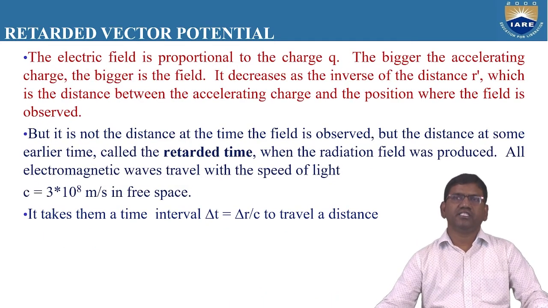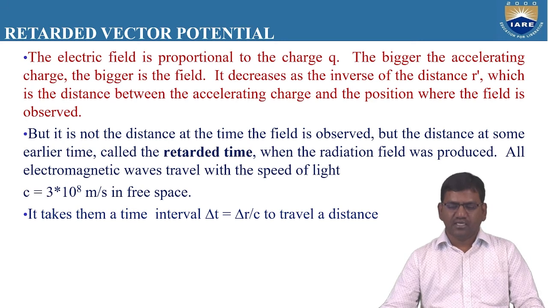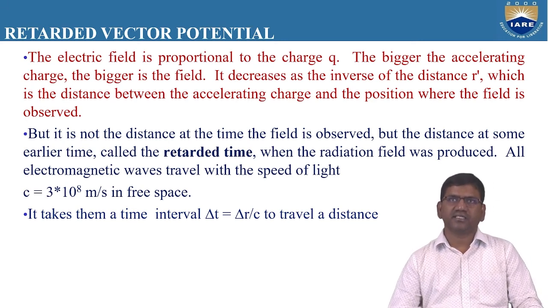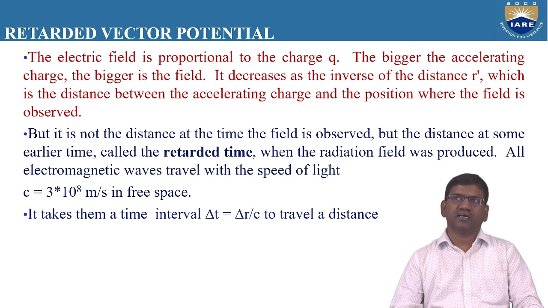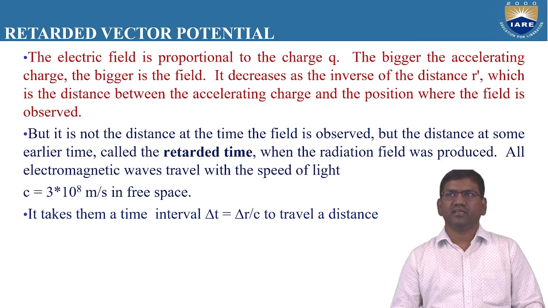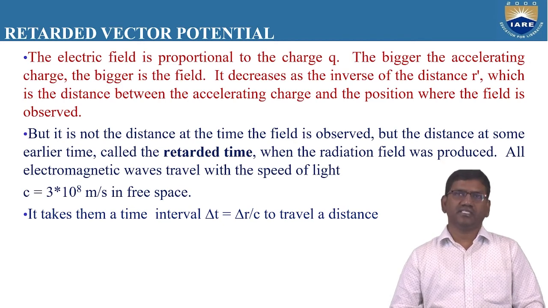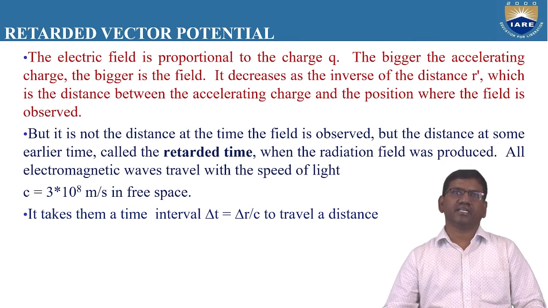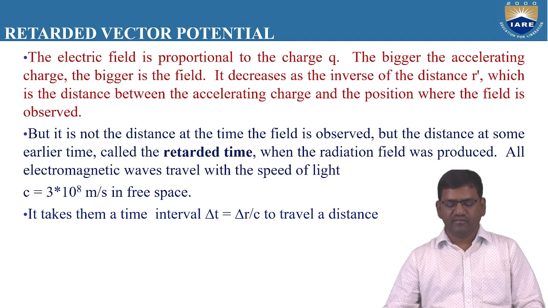Here the electric field is proportional to the charge Q. That means if there are more charges, the electric field will be more. If more supply is given, more input signal is given to the terminals of the antenna, then more electric field is produced. The bigger the accelerating charge, the bigger the field. That means if the charges are accelerating at a faster rate, then the field will be very big.